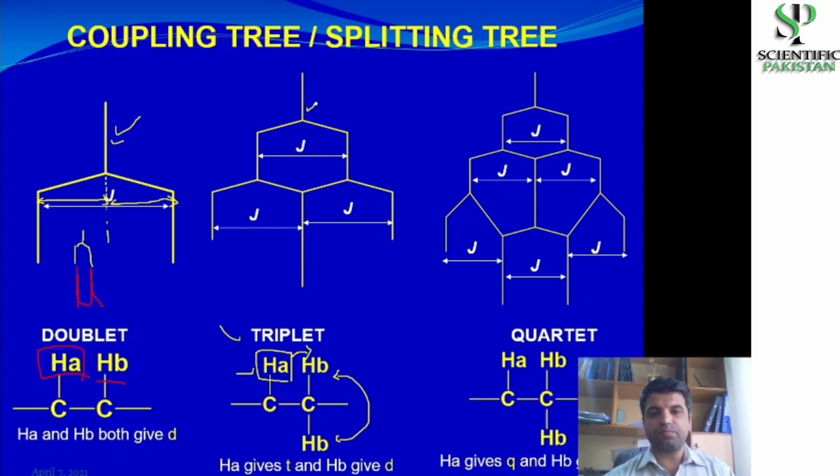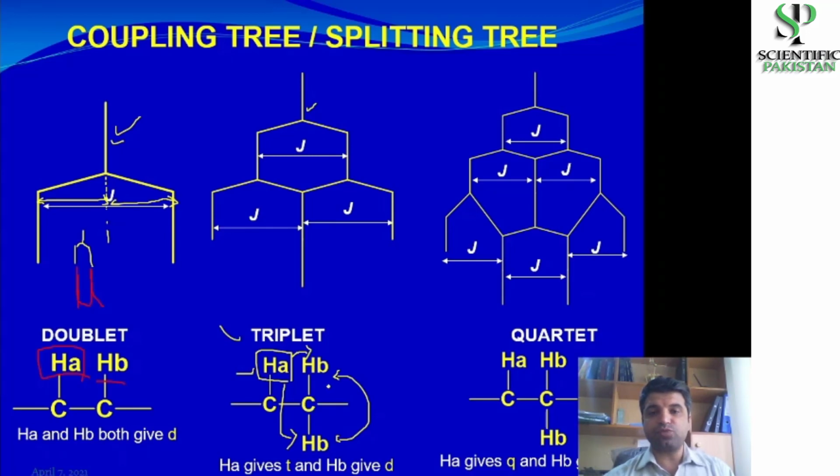So this single line is split into two lines like this, just as you saw in the doublet. The separation between these two lines is the coupling constant, that is the J value. But this Ha does not have only one proton, it has two protons in the vicinity. So it has another Hb here. It will also couple with the second Hb.